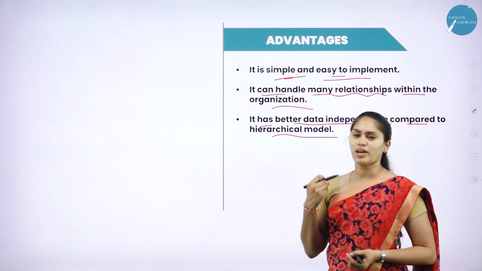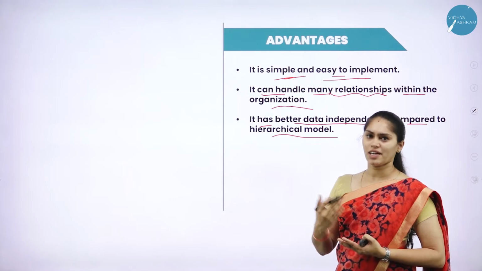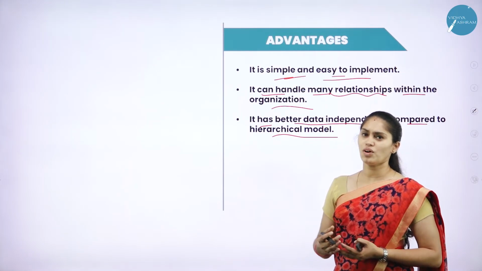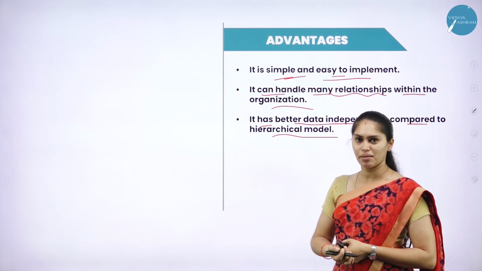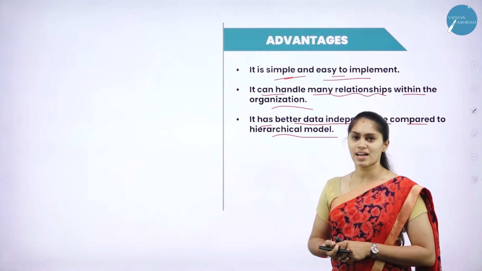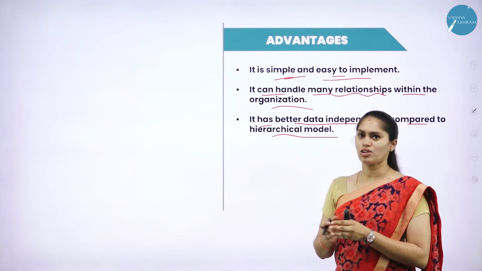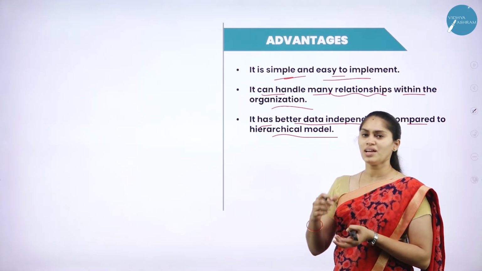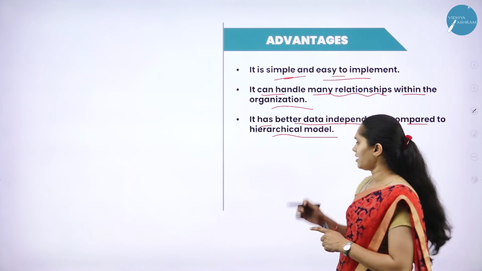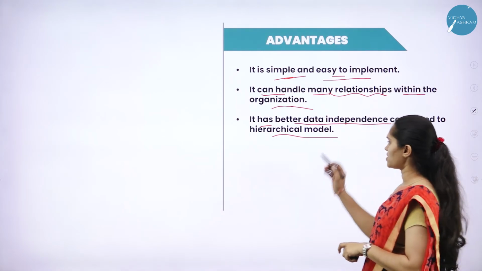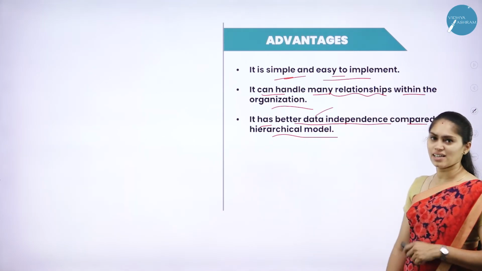So here you can build a relationship between one entity to another entity. That means somehow there will be data independence. For example, if you have a hierarchical model, one root node must be there and the remaining will be children nodes. All the children nodes are going to depend on the root node. But here that is not the case. That is why it is going to have better data independence.